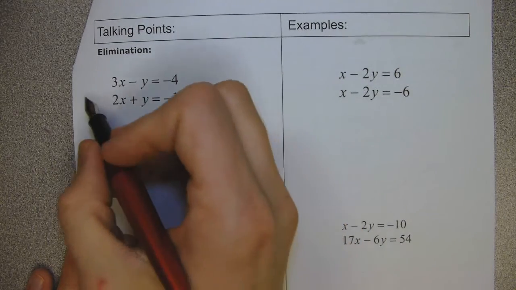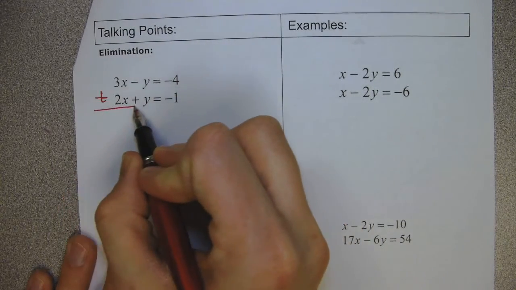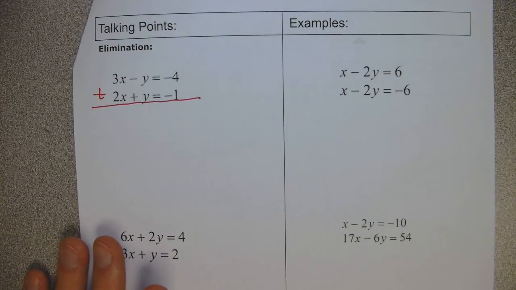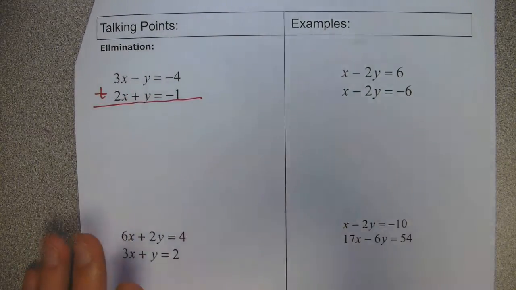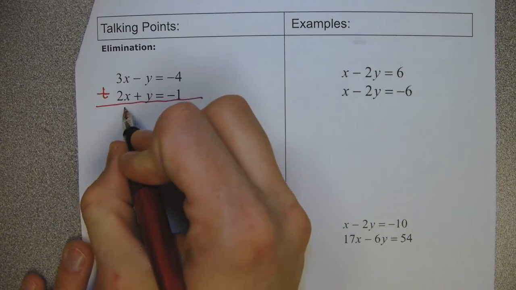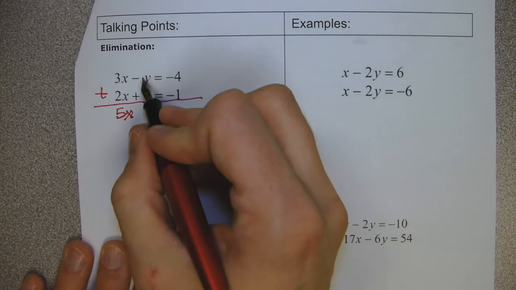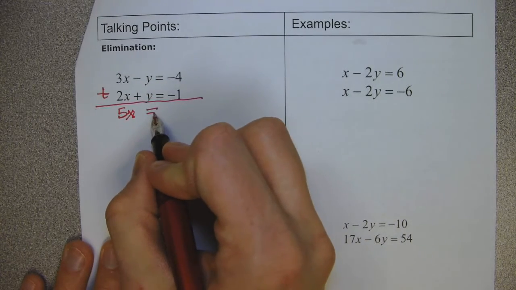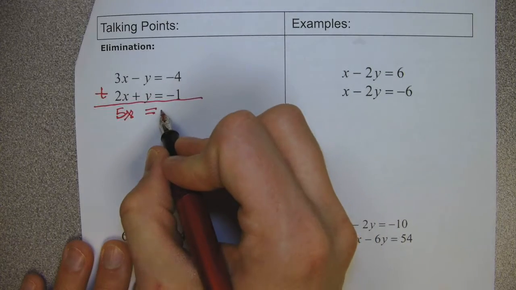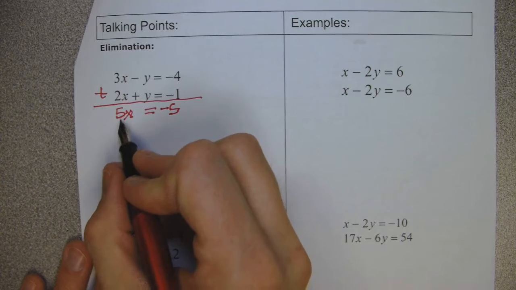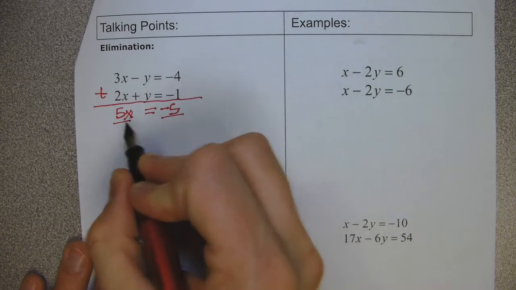So I could go ahead and add my two equations together just as they are, and one of those variables will automatically eliminate, in this case, the y's. So let's add them together and see what we get. 3x plus 2x is 5x. A negative 1y and a positive 1y eliminate, so nothing. And then a negative 4 and a negative 1 is a negative 5. So far, so good. To get x by itself, I'll divide everything by 5.